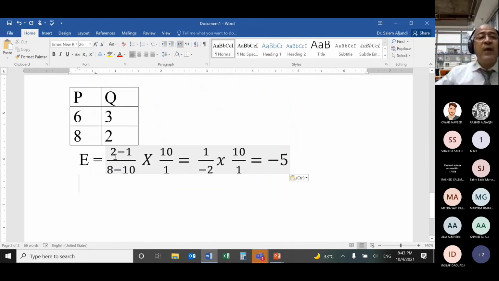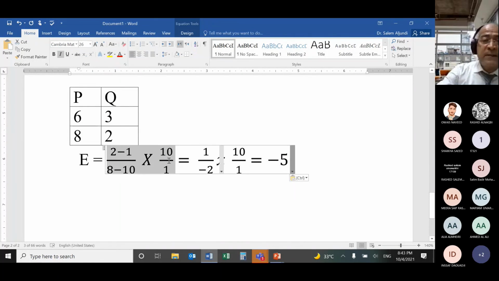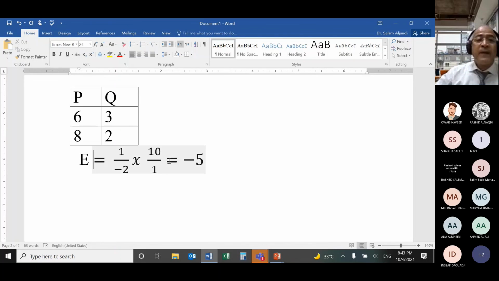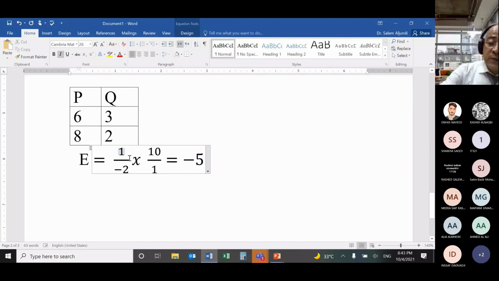Let's start with delta Q. What is delta Q? The new quantity, 2, minus the old quantity, 3. So it is minus 1. What is the change in the price? The new price minus the old price. 8 minus 6, it is 2.